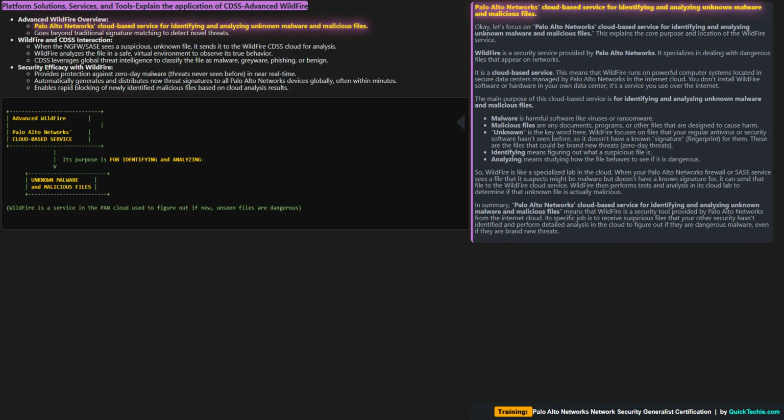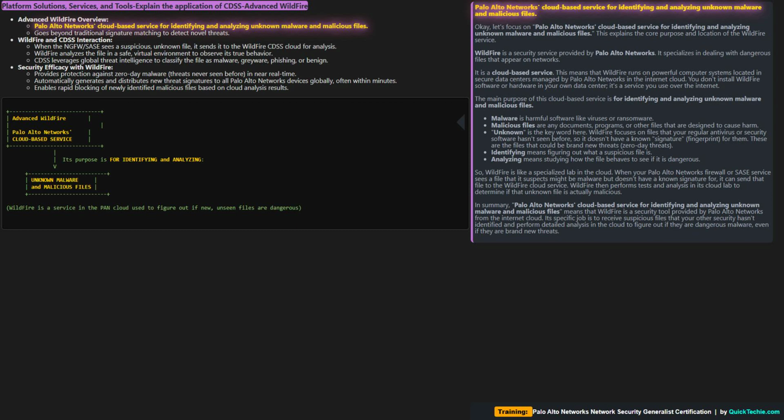Unknown is the key word here. WildFire focuses on files that your regular antivirus or security software hasn't seen before, so it doesn't have a known signature, fingerprint, for them. These are the files that could be brand new threats, zero-day threats. Identifying means figuring out what a suspicious file is. Analyzing means studying how the file behaves to see if it is dangerous.